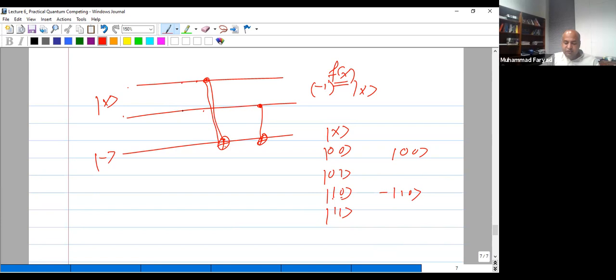So similarly, if this is 0 and this is 1, the other C naught will work and I will get still 1, 0. But if they're both 1, this is 1, this is 1.